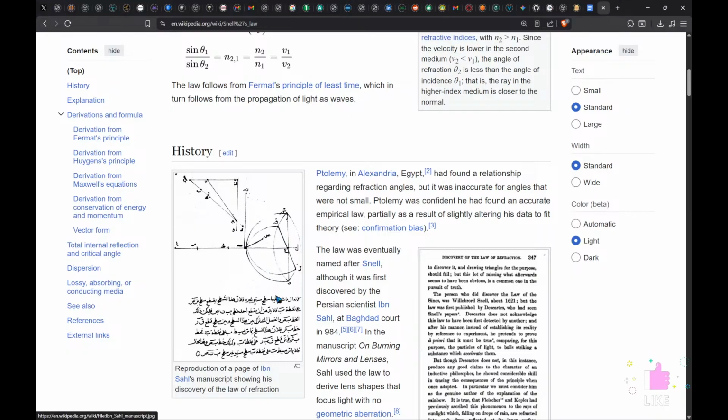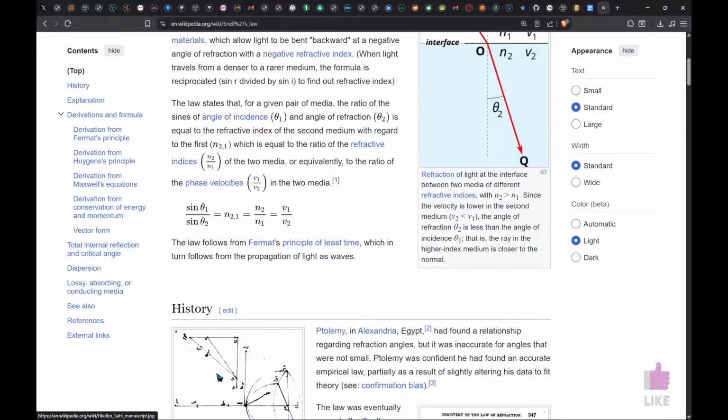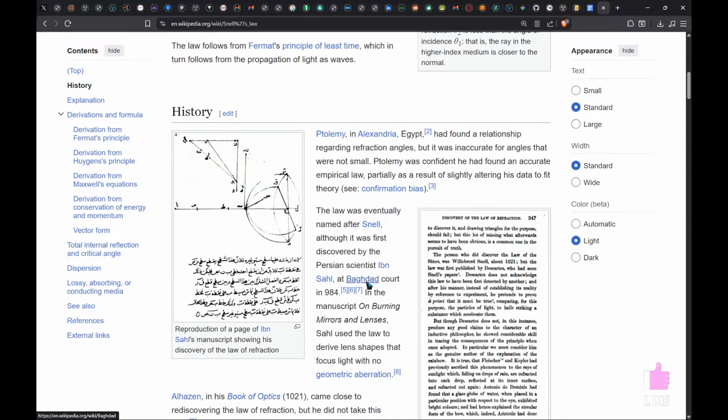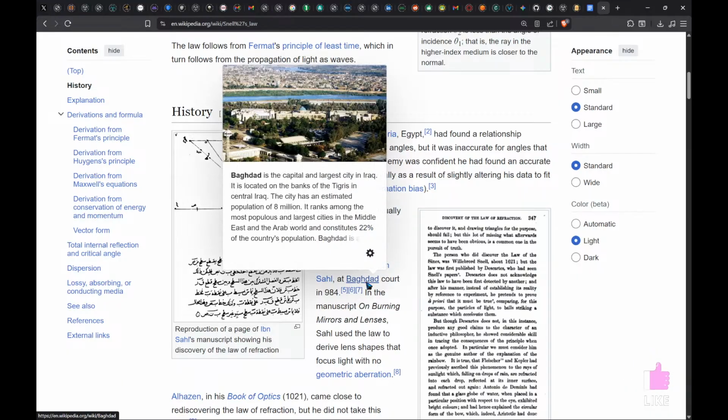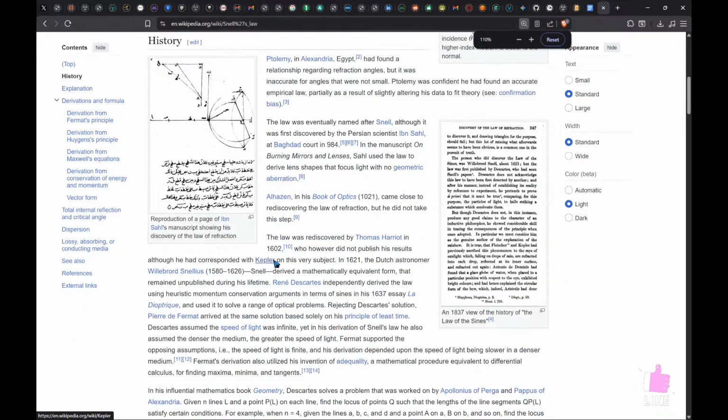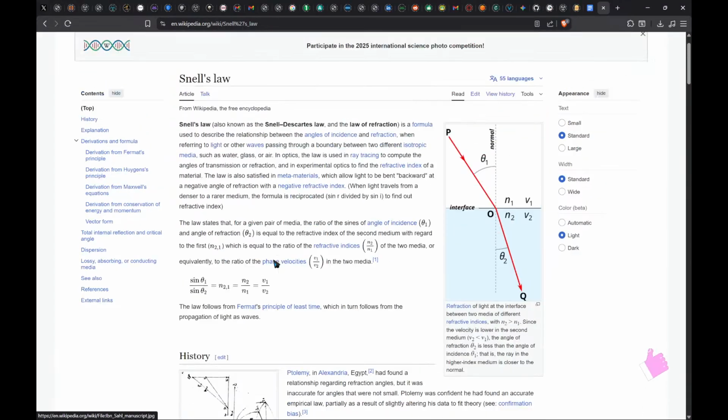History. Oh my god. So this law was developed by a Muslim guy, I guess. Snell's law.